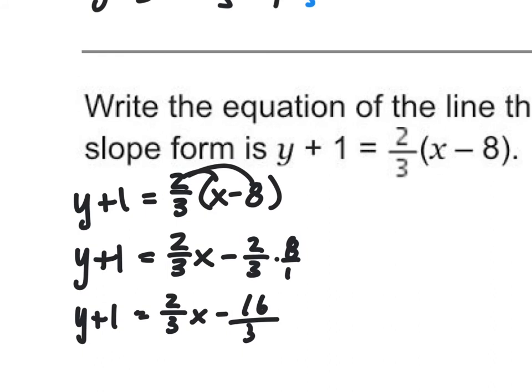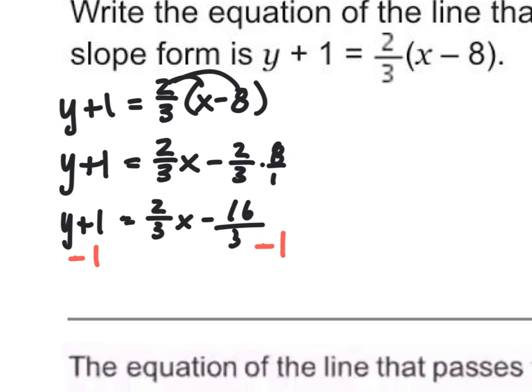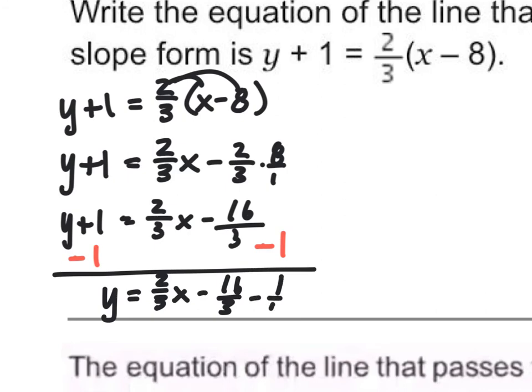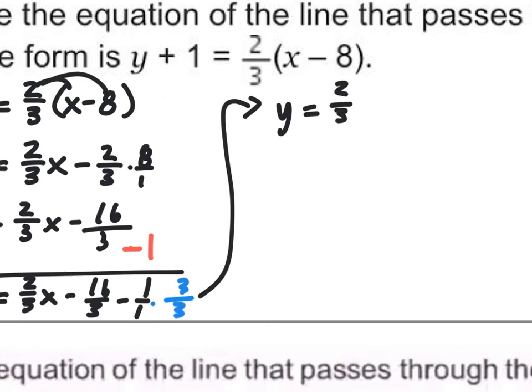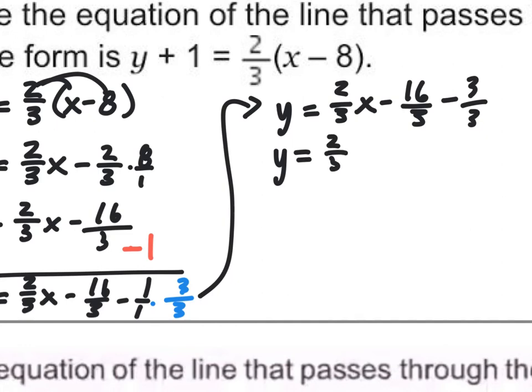Now I'm going to add 1 to both sides, or I'm sorry, subtract 1 from both sides. And so we get y equals 2/3 x minus 16/3 and then minus 1 over 1. Get a common denominator of 3, so I'm going to multiply top and bottom by 3 over 3. That gives me y is equal to 2/3 x minus 16/3, and then minus 3/3. So we get y is equal to 2/3 x minus 19/3.